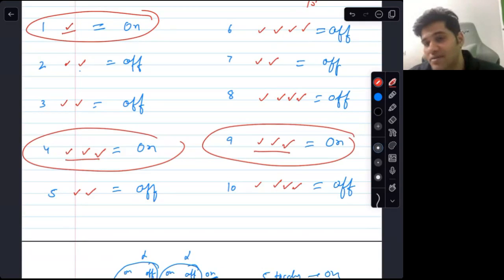Are you with me so far? Yes, out of 1 to 10, 1, 4 and 9 will be on because they were toggled an odd number of times, which are square numbers. Basically, perfect squares.